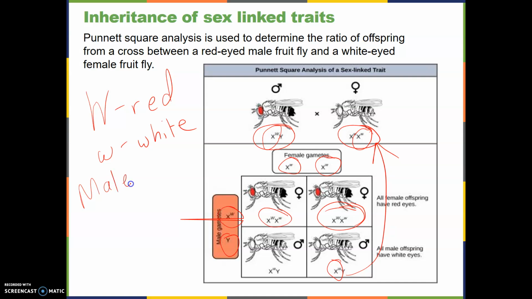Males inherit X-linked or sex-linked traits from their mother.